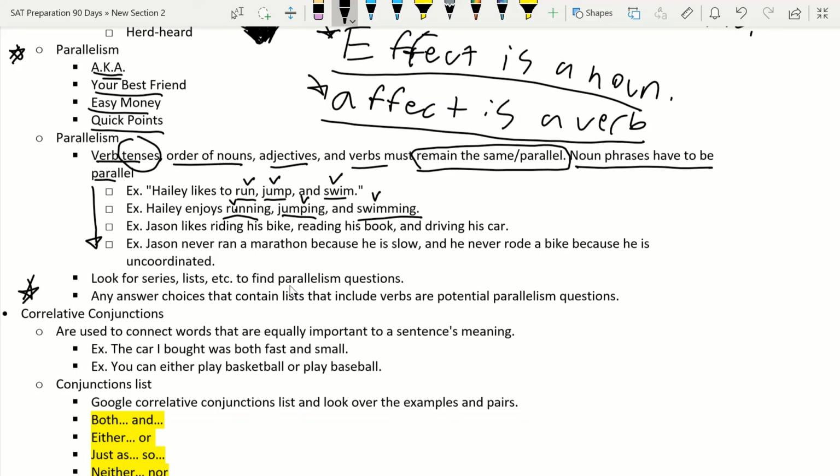So we have Jason likes riding his bike, reading his book, and driving his car. So right here, what we have to match for parallelism is this verb, and then his bike, his book, and his car, right? So we have our possessive, and then we have our object. So possessive and object for all of them. We go verb, and then we go his, his showing that he possesses the object, and then the object. So that's also parallelism right there.